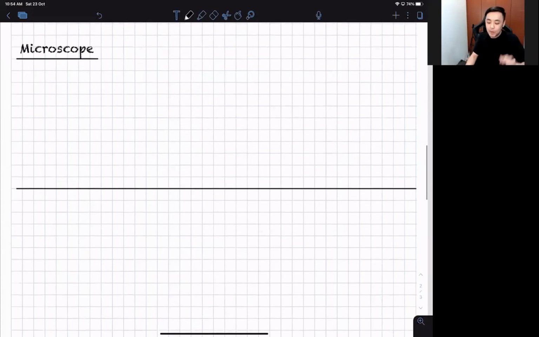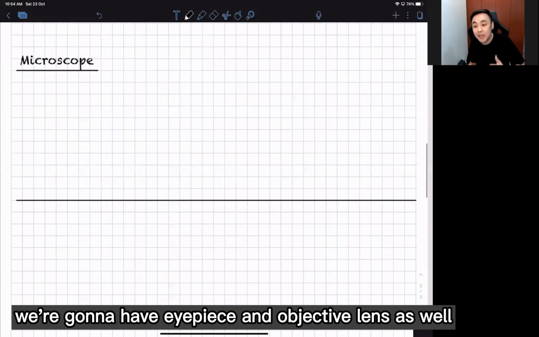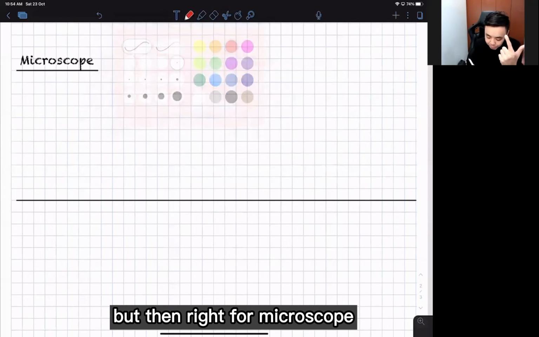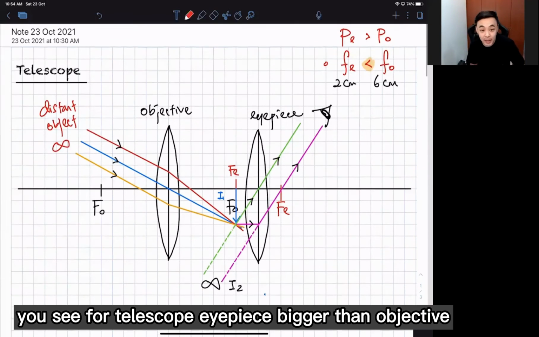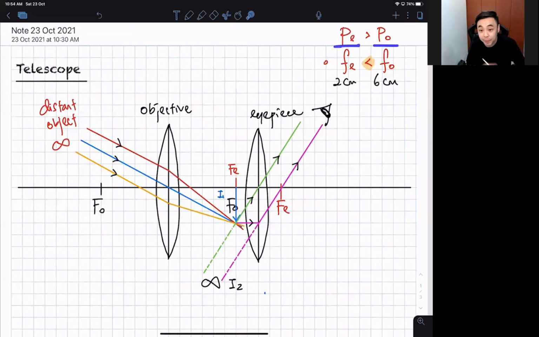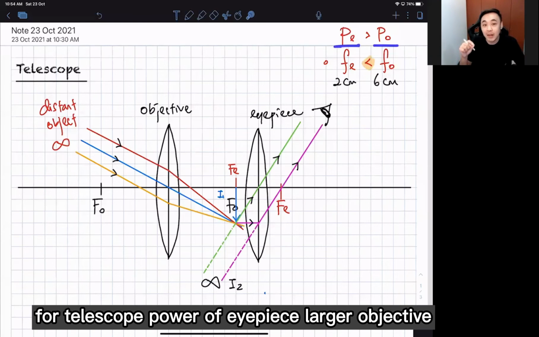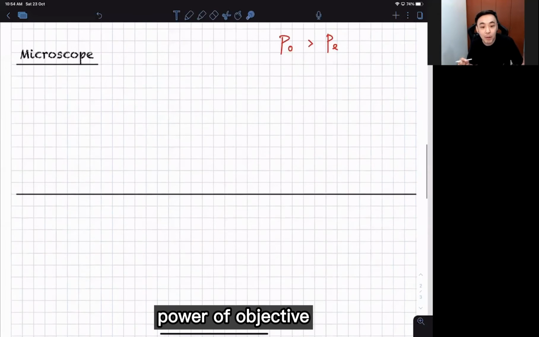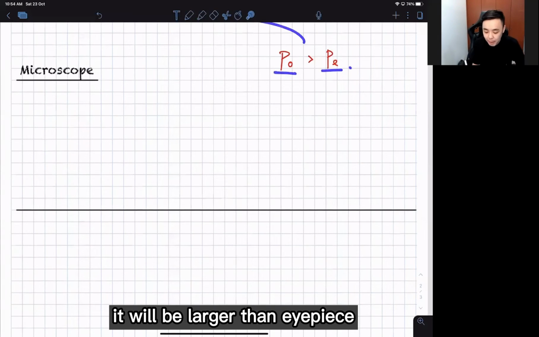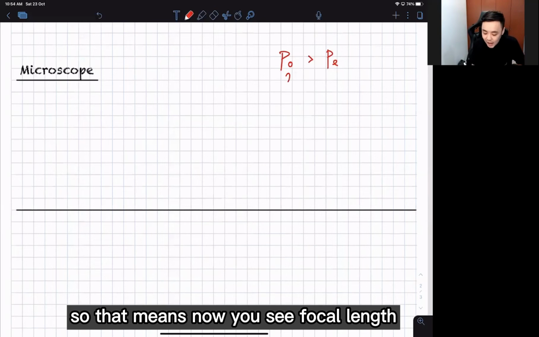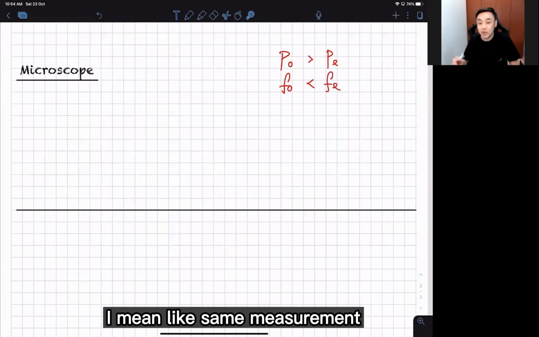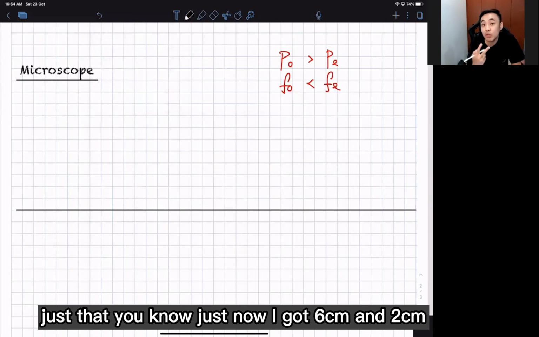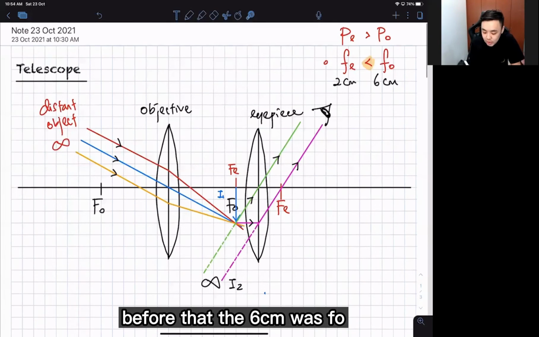Right? Now, same. We're going to have your power. We're going to have eyepiece and objective as well. But then for microscope, your objective power will be larger than the eyepiece. For telescope, the power of the eyepiece is larger than the objective. And for microscope, the power of the objective will be larger than the eyepiece, the reverse. So that means now, focal length is also reversed, right? FO is shorter than FE. Now, same also, we're going to use the same drawing anyway. Same measurement. Just that, just now I got 6 and 2 cm. Before that, the 6 cm was FO.